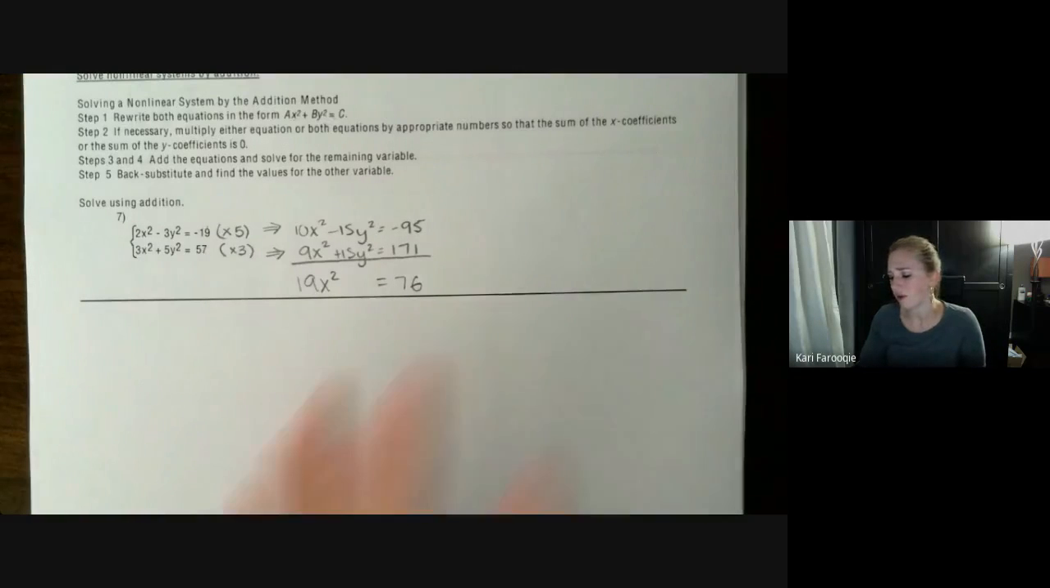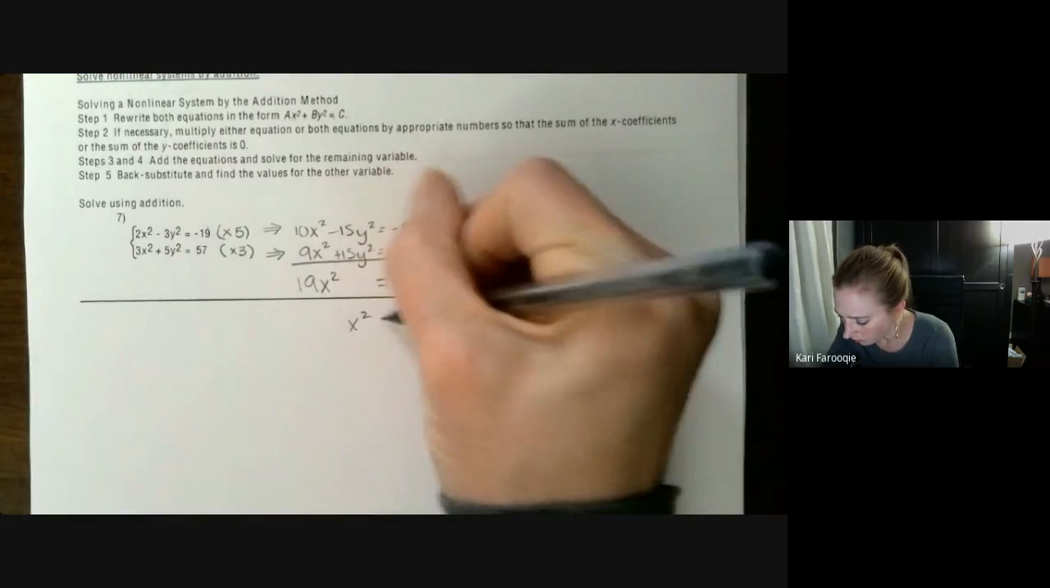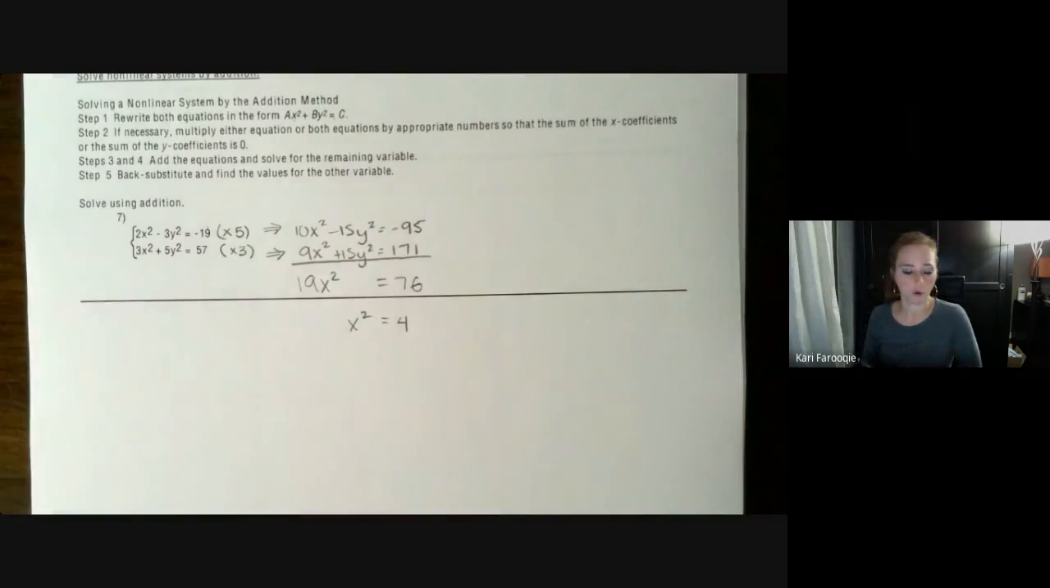Be careful with your signs here. A lot of times people will miss a negative sign, and then that throws off the rest of your answers. So just be very careful. And then 76 divided by 19 is 4. So we have x squared equals 4.